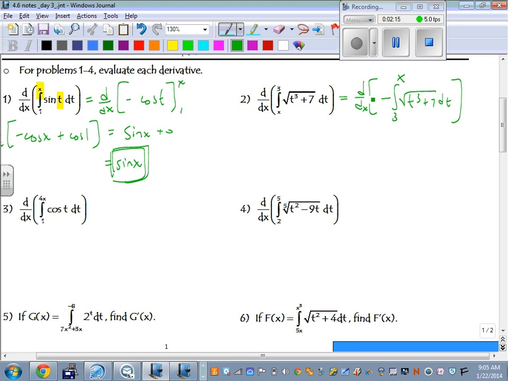Basically, all we're doing, derivative of this, the negative is going to stay out in front, and we're taking the x, putting it in for t. So we end up with negative square root of x cubed plus 7. That's it. Now, we don't actually have to do the antiderivative and then do the derivative, evaluate. We don't have to do all of that. We can just use that shortcut.